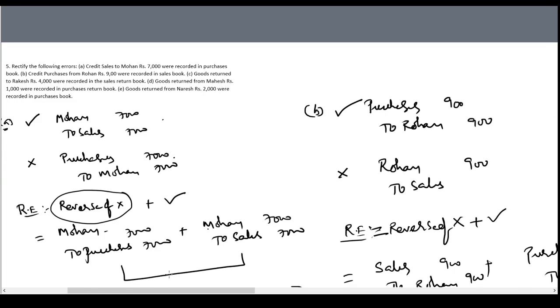Goods returned from Naresh 2,000 were recorded in the purchases book. So this man has to be first given training on how to record entries. Goods returned from Naresh 2,000. So if Naresh is returning goods to us, that means it is sales returns. It should be recorded in the sales returns book. It was wrongly recorded in the purchases book.